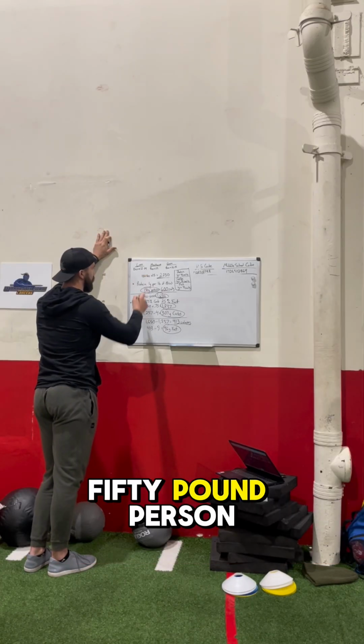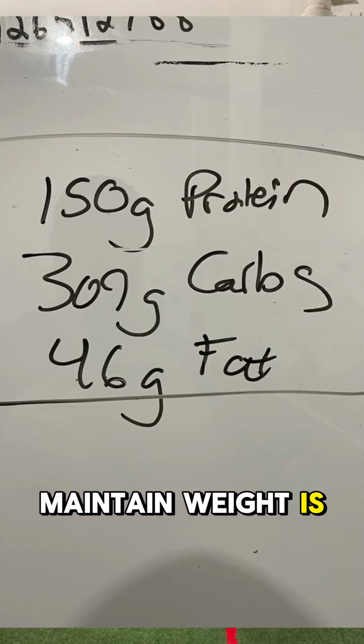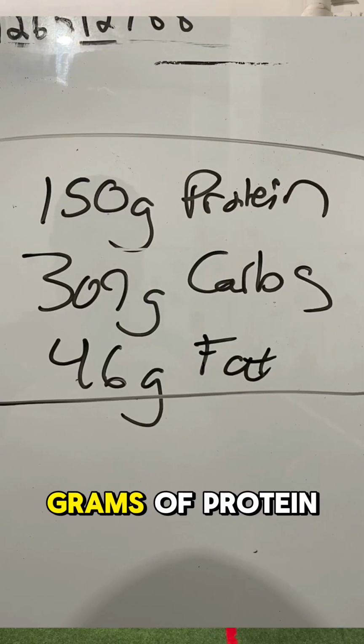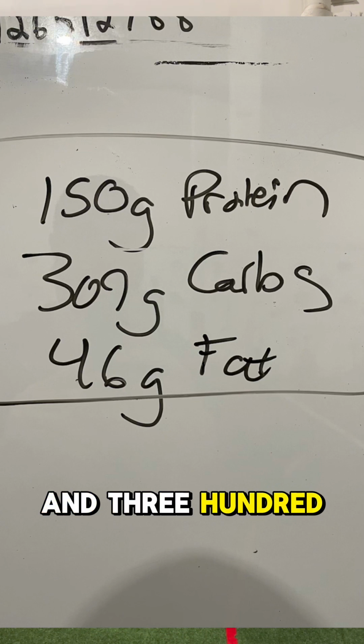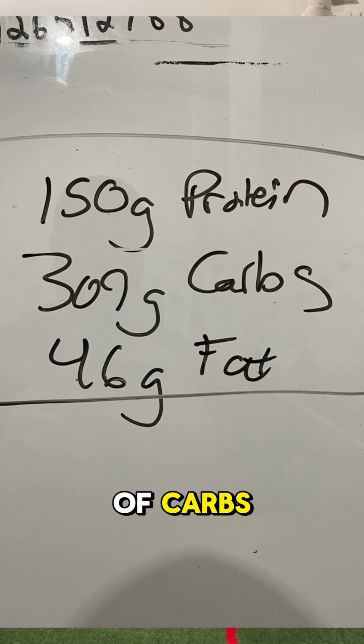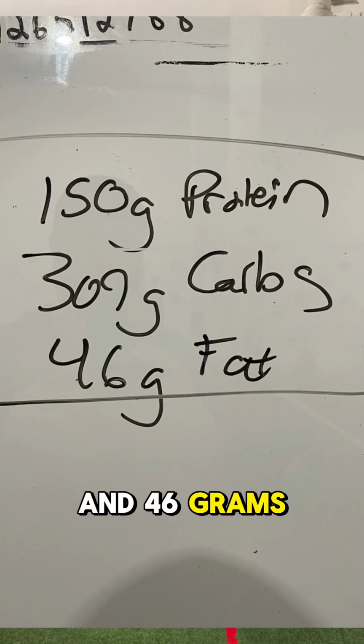So my 150-pound person who wants to maintain weight is going to have 150 grams of protein and 309 grams of carbs and 46 grams of fat.